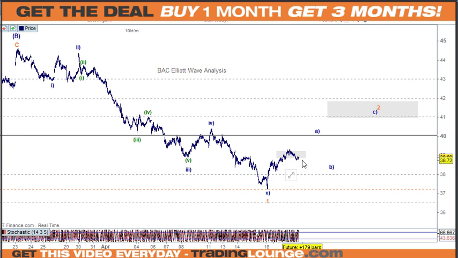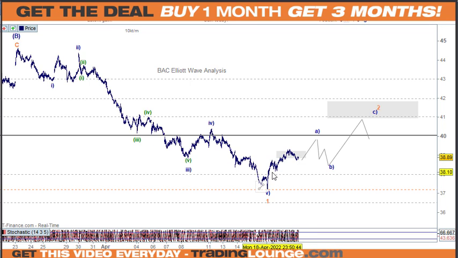It'll be nice if we get 5 waves for the A wave, because then we'll know that we'll get the B wave here, and then we know that we'll get the C wave at that point, and then we'll turn from that point. So let's just see what we get here.